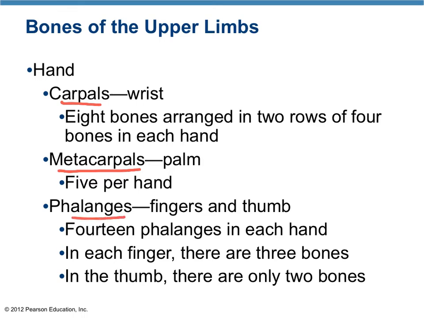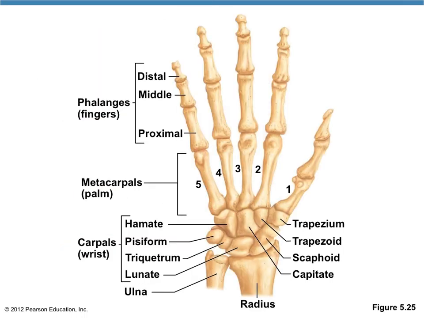And then your fingers and your thumb are made of phalanges. So you have 14 phalanges. Your fingers have 3 bones each, and your thumb has 2. So here's what the bones of the hand look like. Again, you've got 8 carpals. So those are the bones that form your wrist and articulate with the radius and ulna. And then you have 5 metacarpals. And then you have 14 bones that make up your phalanges or fingers.